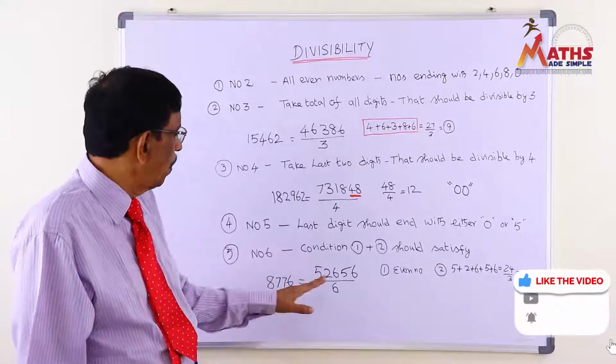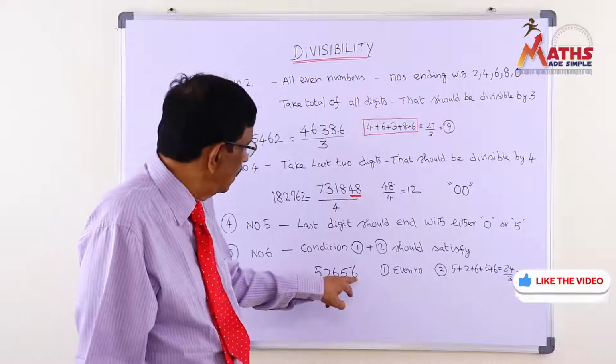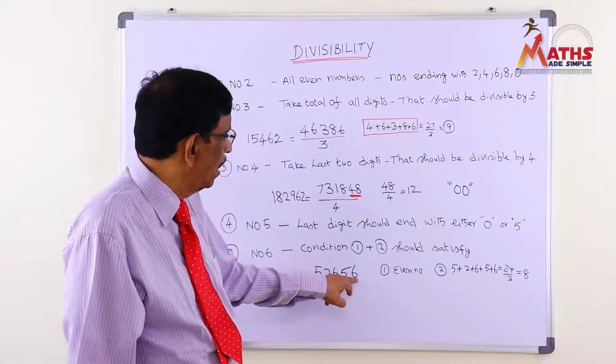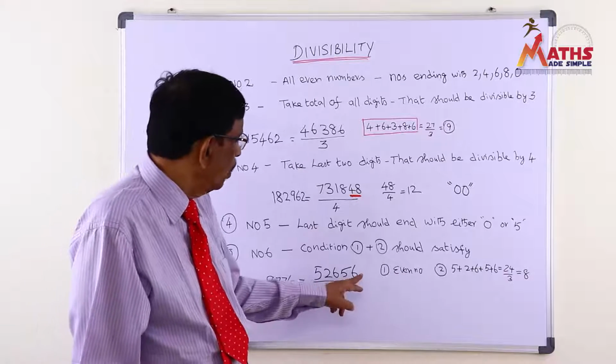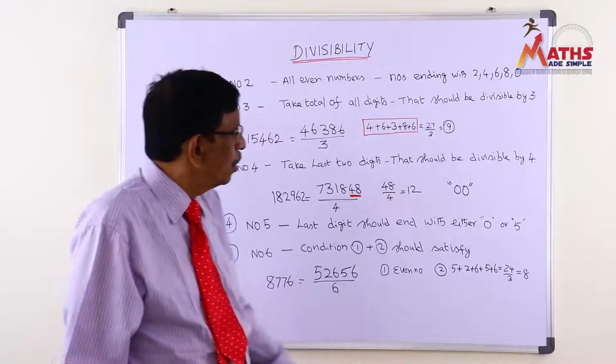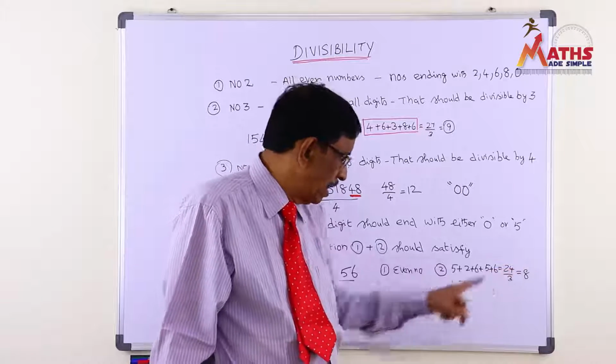Now let us take one problem. 52656 I am taking. Because the number ends with 6, it is an even number. It is satisfied. Then I am taking the total of the digits. The total comes to 24. It is divisible by 3.